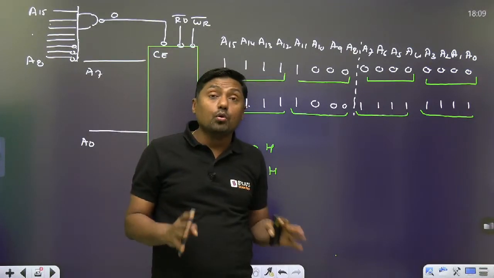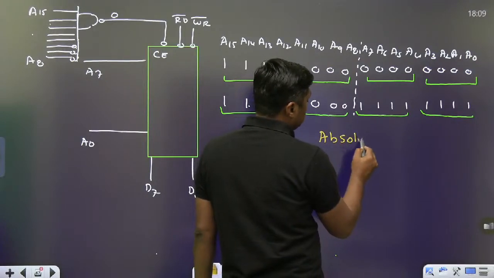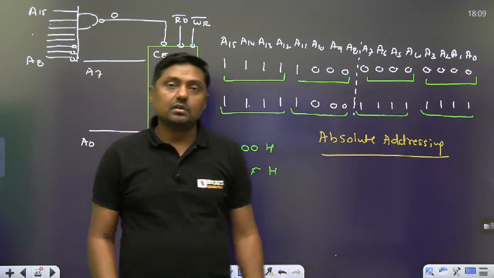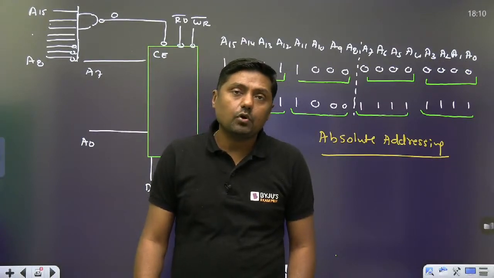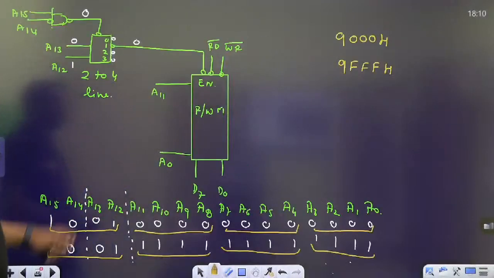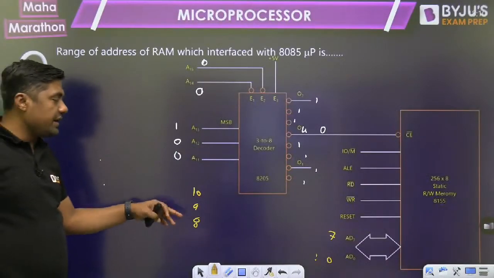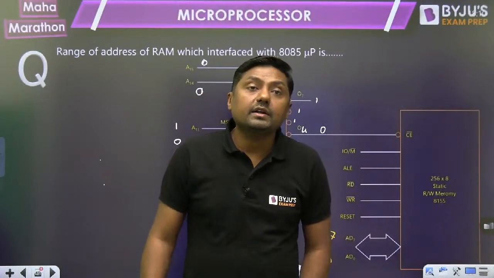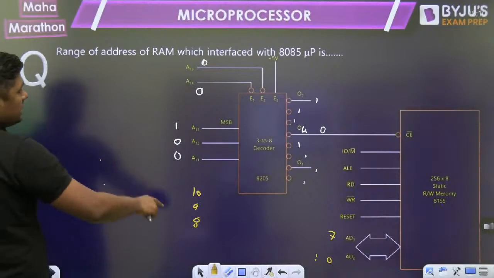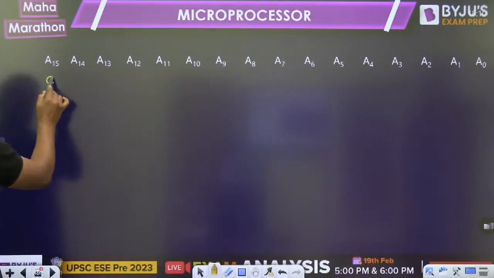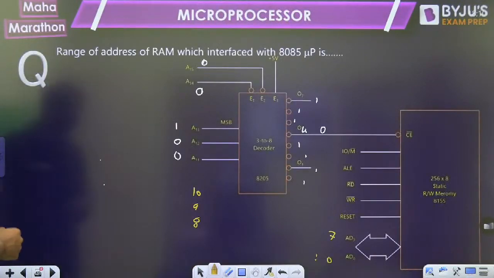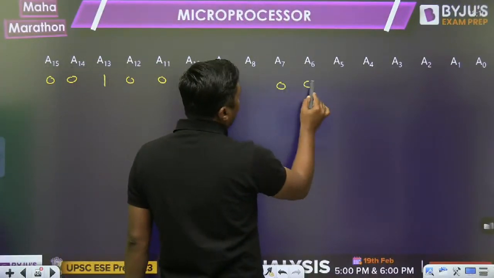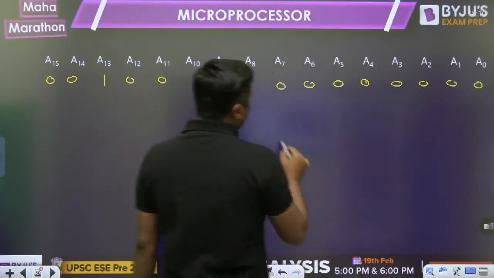This is called what? Absolute addressing. All pins are defined here. Absolute addressing. Higher order will remain fixed for that memory. Okay, absolute addressing. But in this case, A8, A9, A10 are not defined. Okay, then this is called what? Partial addressing. So what is the partial addressing? For example, in this case, what is the higher order address? 00. So you can put this 00, A15 and A14. Then what is the middle order address? 100. What is the lower order address from A7 to A0? So first of all are 0. And last all are 1.